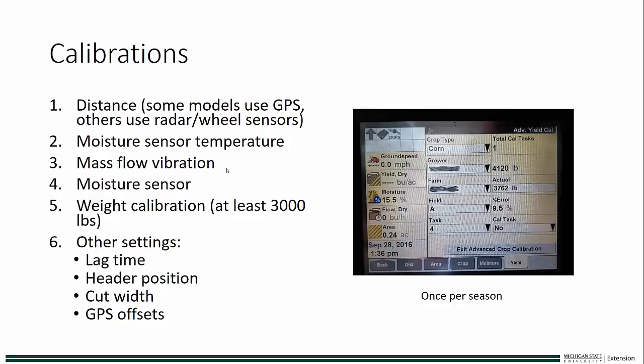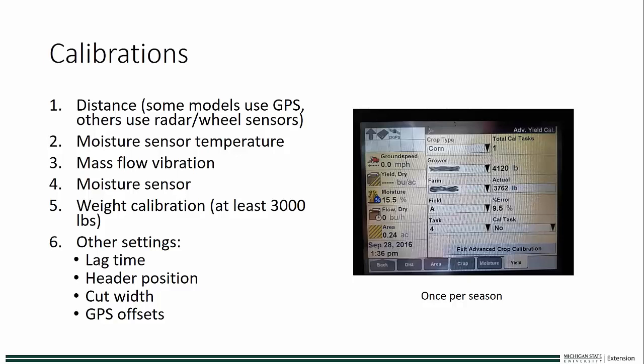Number three is the mass flow vibration. What this does is it says when the combine is running, you've got the thresher engaged, headers running, you're at full operating RPMs, you let the combine sit there, and it's vibrating, and it's kind of bouncing up and down and back and forth just from the action of the thresher. You want to make sure that in those conditions that mass flow sensor isn't sending voltage back to the cab. If it is, that's like noise in the system. It's going to offset what your actual yield is going to be.